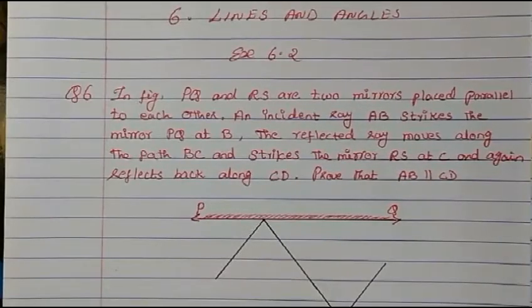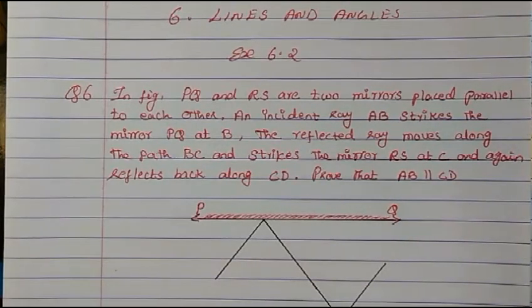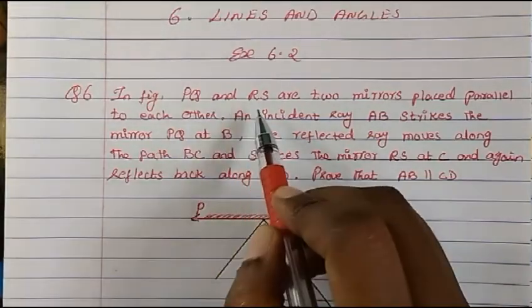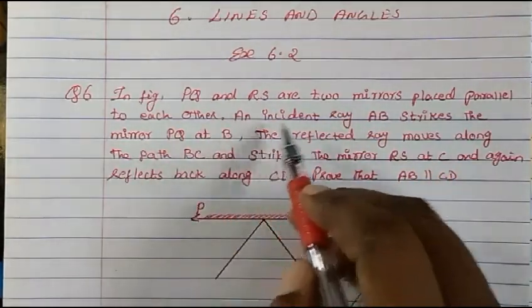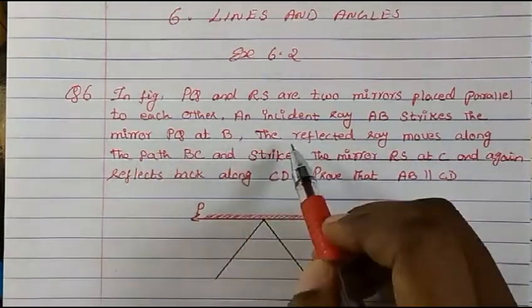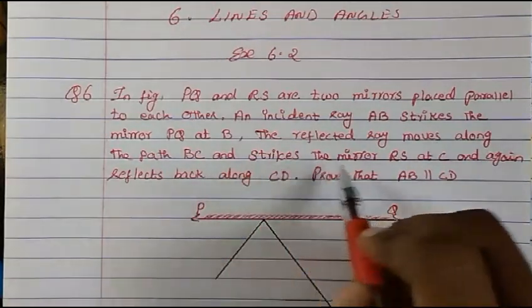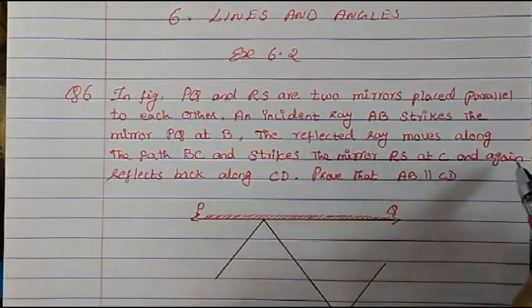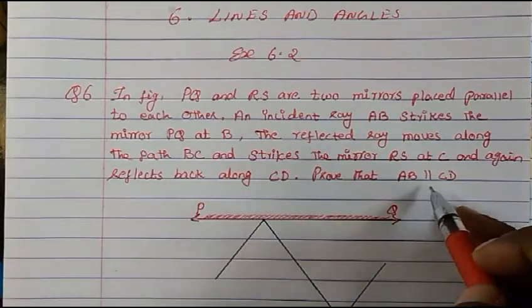Hi everyone, today we are going to study from chapter 6, lines and angles, exercise 6.2, question 6. In the figure, PQ and RS are two mirrors placed parallel to each other. An incident ray AB strikes the mirror PQ at B. The reflected ray moves along the path BC and strikes the mirror RS at C and again reflects back along CD. Prove that AB is parallel to CD.